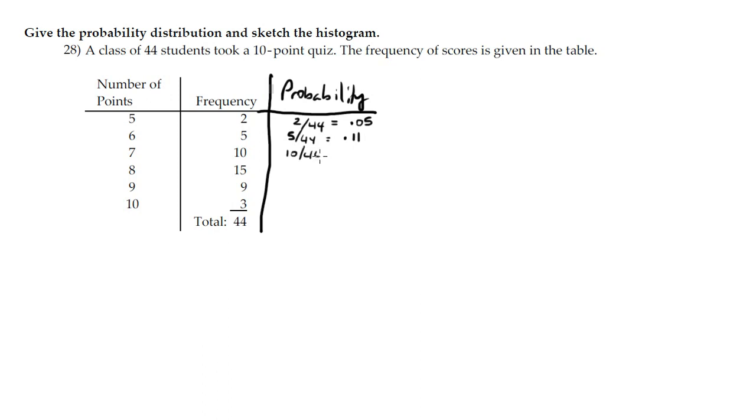5 out of 44, that's 0.11. 10 out of 44 scored a 7? That's 0.23, rounded to 2 decimal places. 15 out of 44 scored an 8. 15 out of 44, so that's 0.34. 9 out of 44 scored a 9. 9 out of 44, so that is 0.20. And 3 out of 44 scored 10. So that's 0.07.